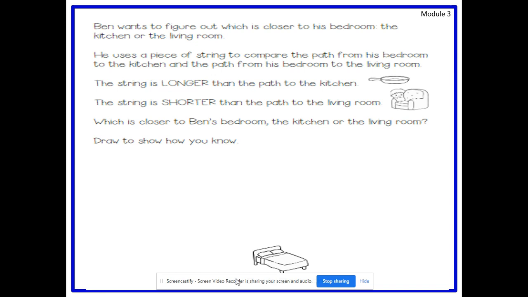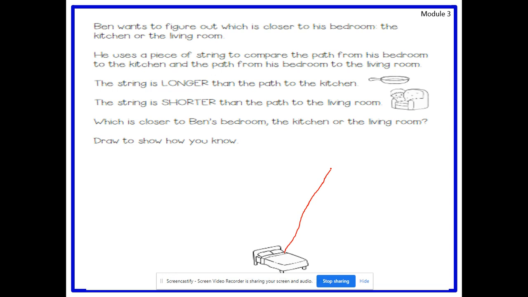So I'm going to read the problem. It says, Ben wants to figure out which is closer to his bedroom, the kitchen or the living room. He's going to use a piece of string to compare the path from his bedroom to the kitchen and the path from his bedroom to the living room. So first, key point, remember, we have to draw a path or a line. So let's go ahead and just draw a line. Just like that. Everybody draw.